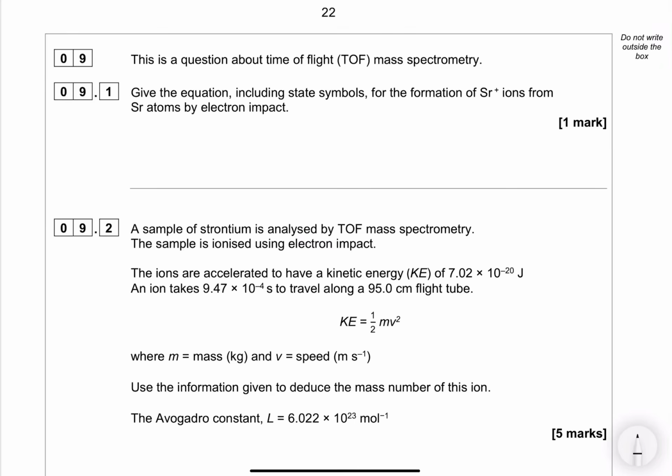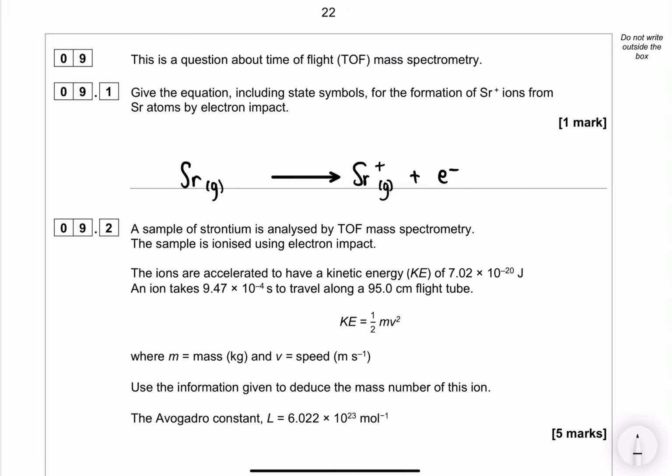This question is about time of flight mass spectrometry. Give the equation including state symbols for the formation of Sr+ ions from Sr atoms by electron impact. So high energy electrons are fired at the sample, so you could either add an electron here. I just prefer to show the ionization, so just knock off the electron.